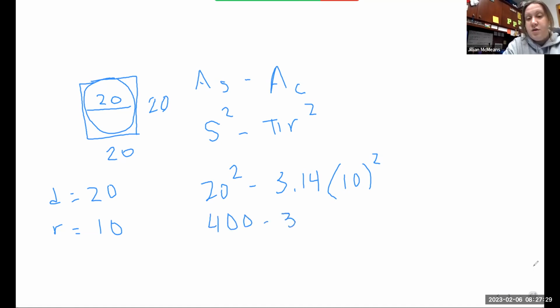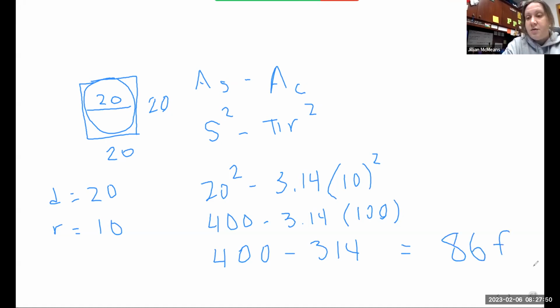And then for the circle, we're going to get 3.14 times 10 squared. 10 squared is 100. So make sure you're following the order of operations here. So we're going to get 400 minus, well, we need to take 3.14 and multiply it by 100. So we're going to get 314. And that's going to give us 86.